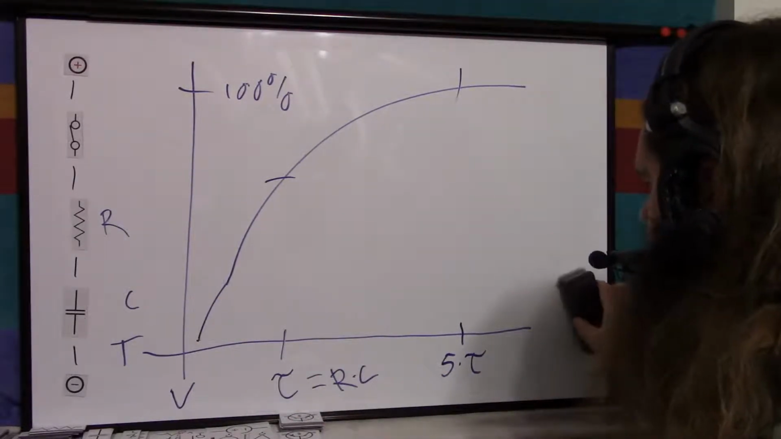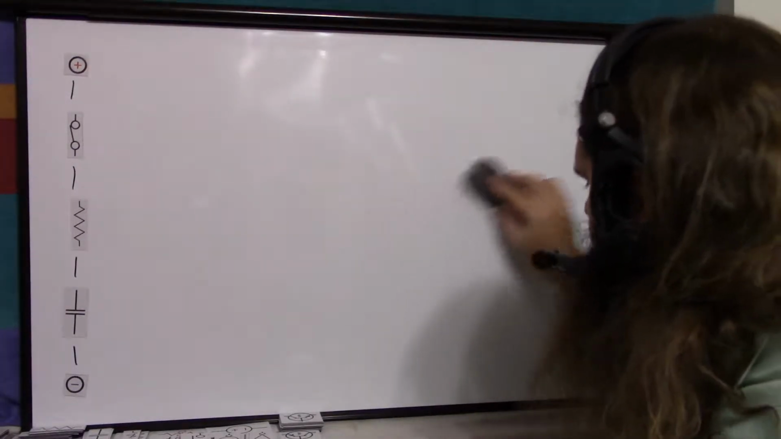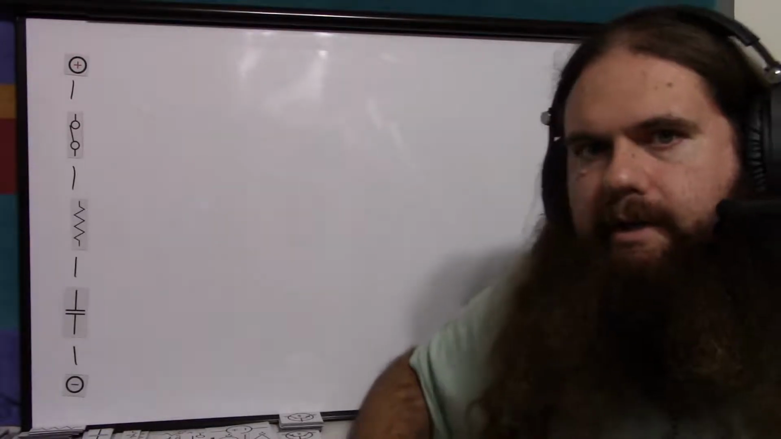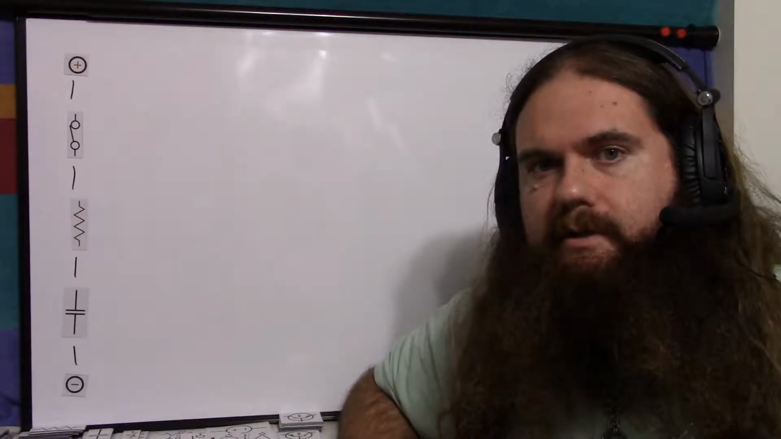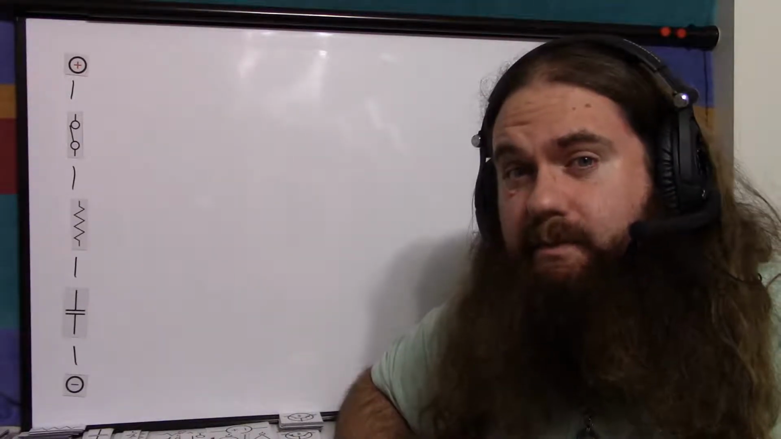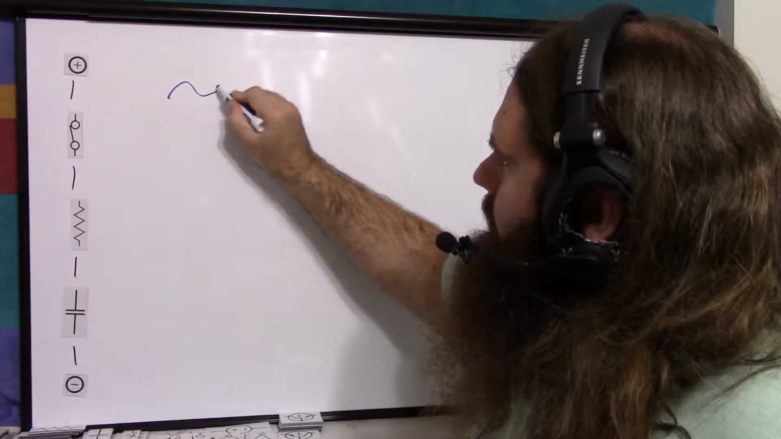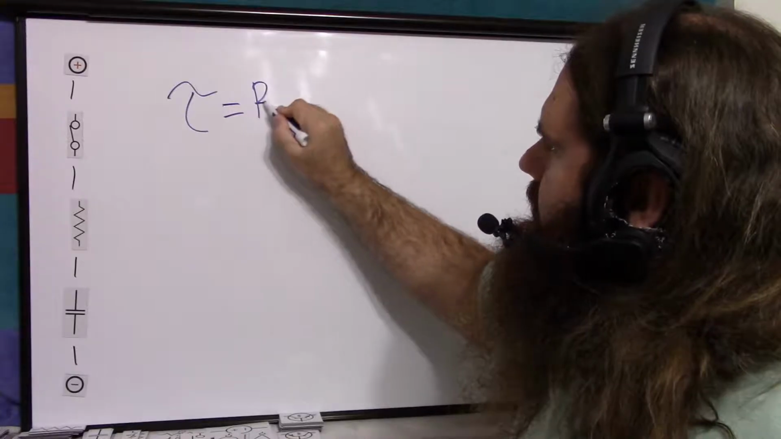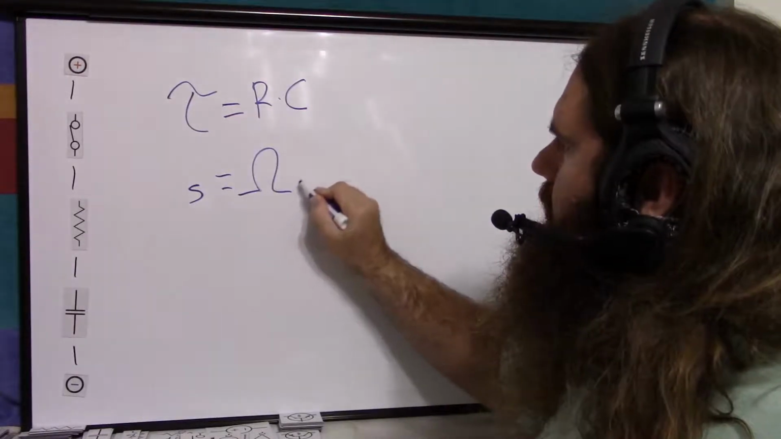Now, one quick thing I'd like to show you, a little bit of math, it'll be quick, is the units. Because the first time I saw this, I thought it was dark sorcery. How do you take ohms and farads and multiply them to get seconds? What in the world do resistance and capacitance have to do with each other? Physics is weird. Let me show you. So we have tau equals resistance times capacitance, or seconds equals ohms times farads.